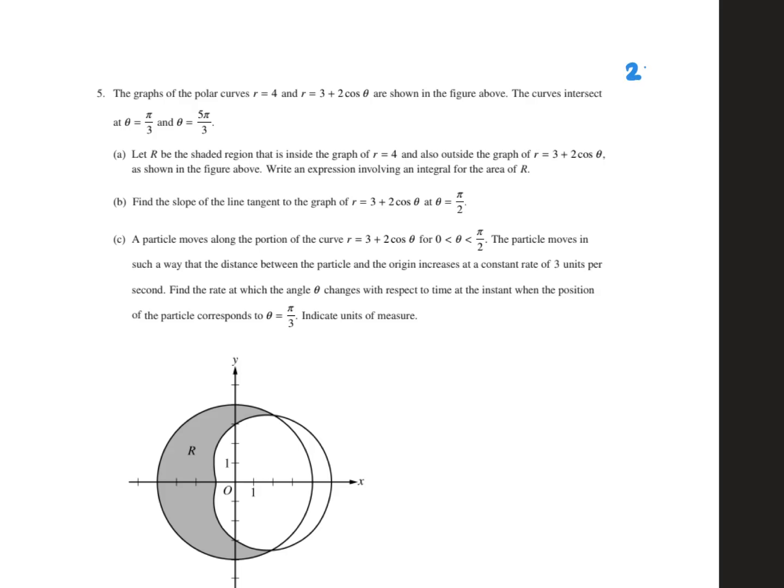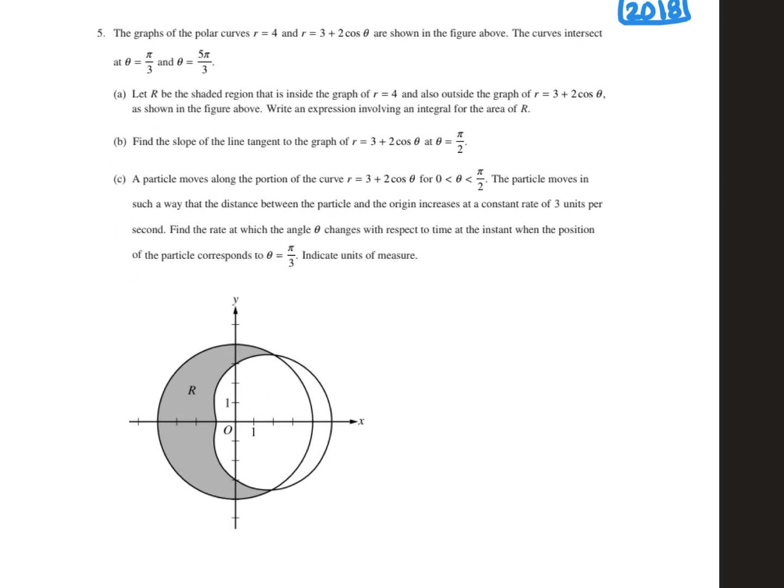All right, this is the 2018 BC problem for Polar, which was number 5 on that exam. So they gave us the graph of two polar curves, r equals 4. So r equals 4 is going to be, I'm going to call it R1, just so I don't have to write everything. That's going to be this circle right here.